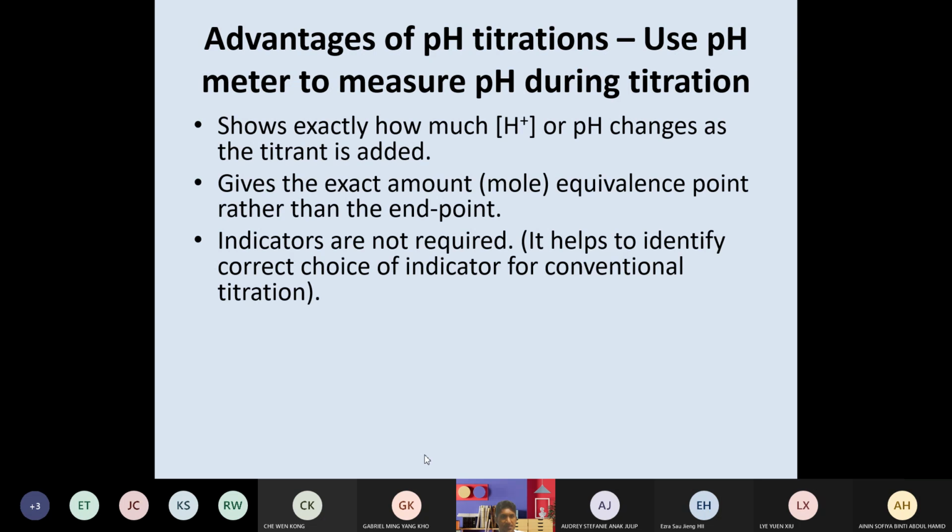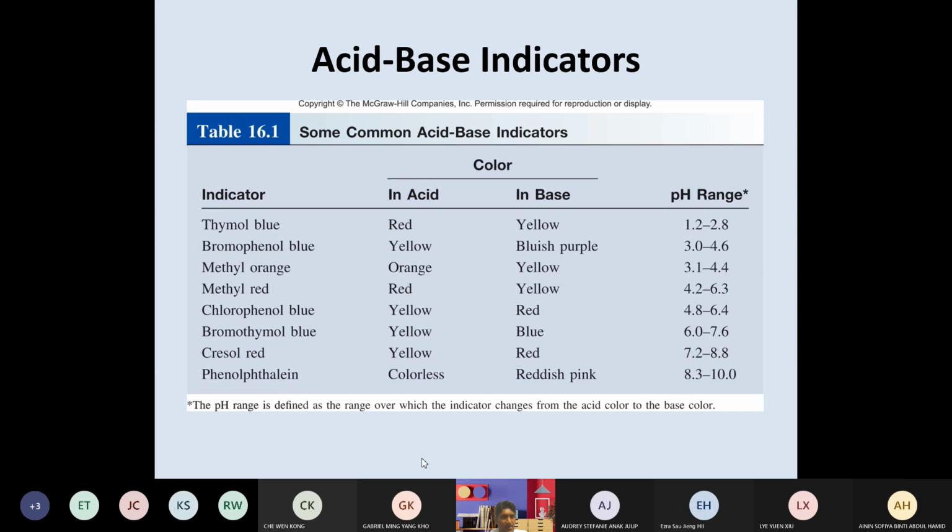What is the advantages of this? It is much more accurate. We don't need the indicator. There is less chance of overshooting and all those things, right?